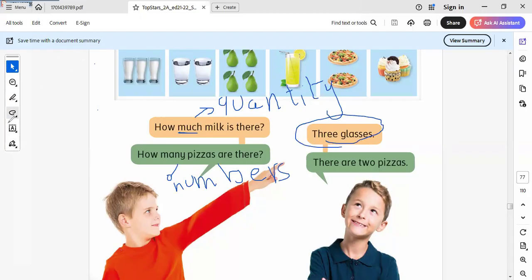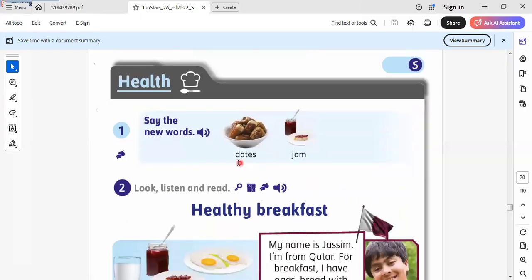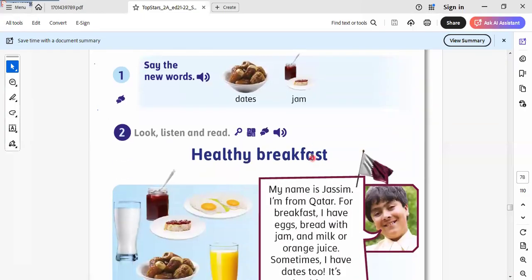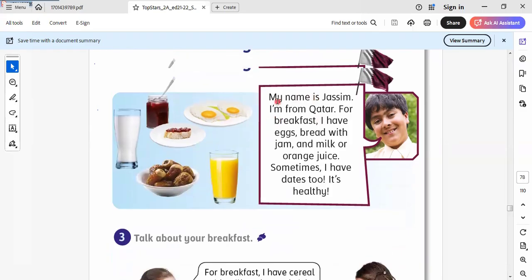Let's continue the rest of the exercise. Here we have dates and jam. This is the rest of the words. Okay, healthy breakfast. Let's know the healthy breakfast. Last class we talked about healthy and unhealthy food. In the last unit we talked about healthy and unhealthy food. Here we talk about what?